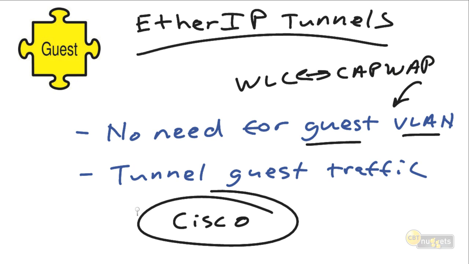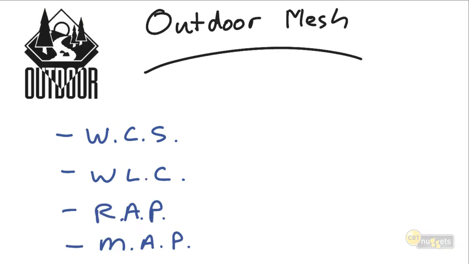By the way, they're going to be sharing the same radio frequencies with our regular users that are having their traffic go to VLANs in our wired infrastructure. So this is a very cool ability to take our guests and protect that traffic in an Ethernet in IP tunnel.